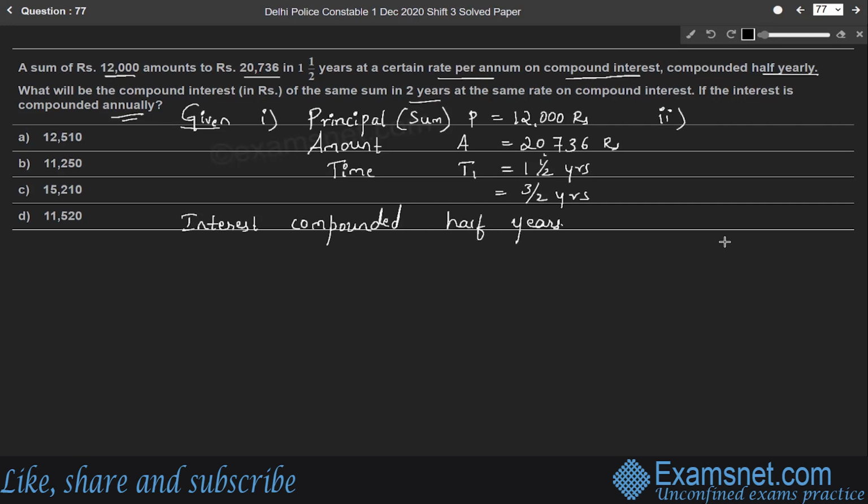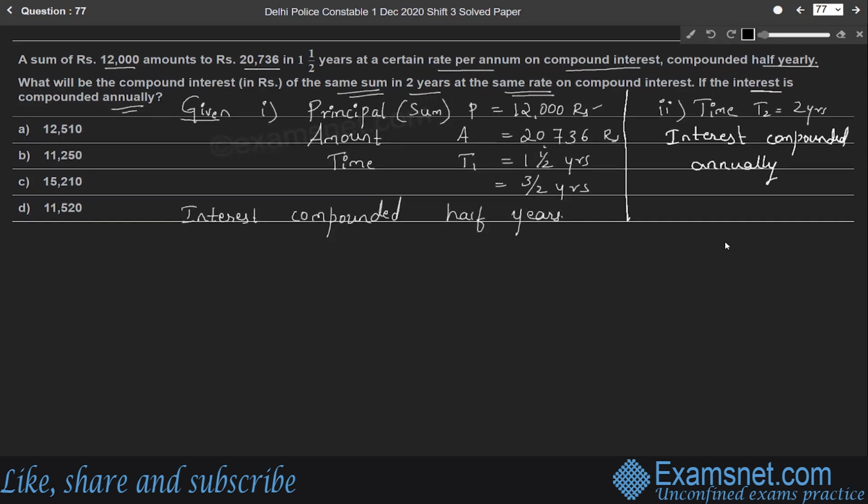So in the second part, what will be the compound interest of the same sum? Here the principal will be the same, in 2 years. So time T2 will be 2 years at the same rate. Same rate means if in the first case we have to find the rate, then the same rate will be applicable for the second situation also, right? On compound interest, if the interest is compounded annually. So here in the second case, interest is compounded annually, right?